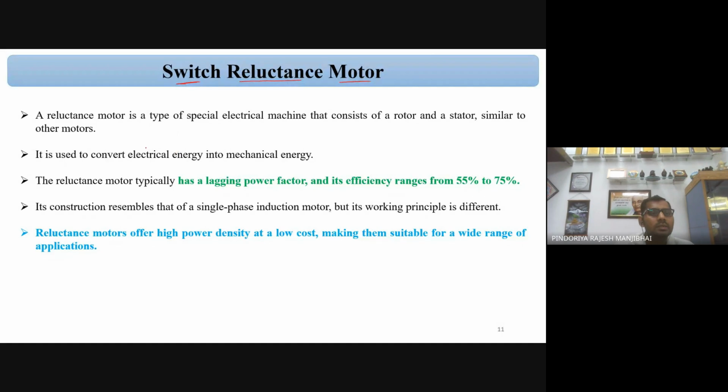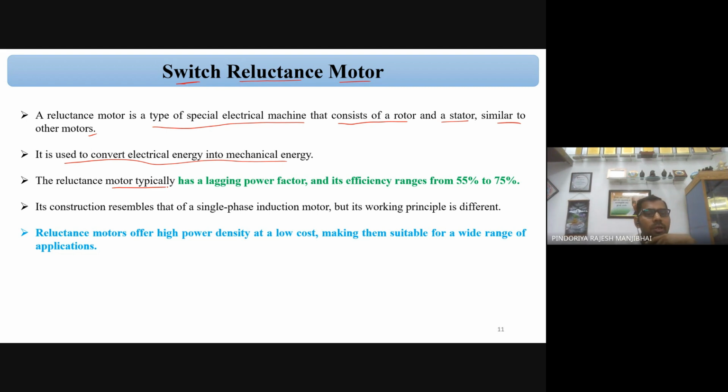So the reluctance motor is a type of special electrical machine. It is the same as the PMSM and BLDC motor, so it is under the special electrical machine category. It consists of a rotor and stator, the two major components, similar to other motors. It is used to convert electrical energy into mechanical energy.